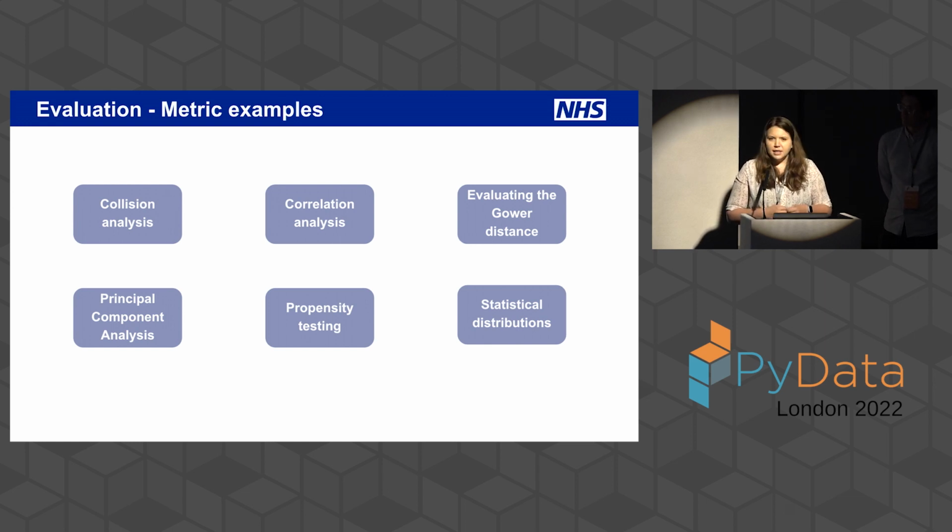We look at principal component analysis, and that helps us to understand the patterns in the data, the different groupings and the variance. We also look at propensity testing, and that's when we combine the synthetic and real data sets together, and we do a very simple model to predict who's in the synthetic data set and who's in the real data set, and see how well the model can distinguish between those two sets. We have very high-level statistical distributions, like means, averages, and data distributions as well, just to get an overview of what's going on in the data.